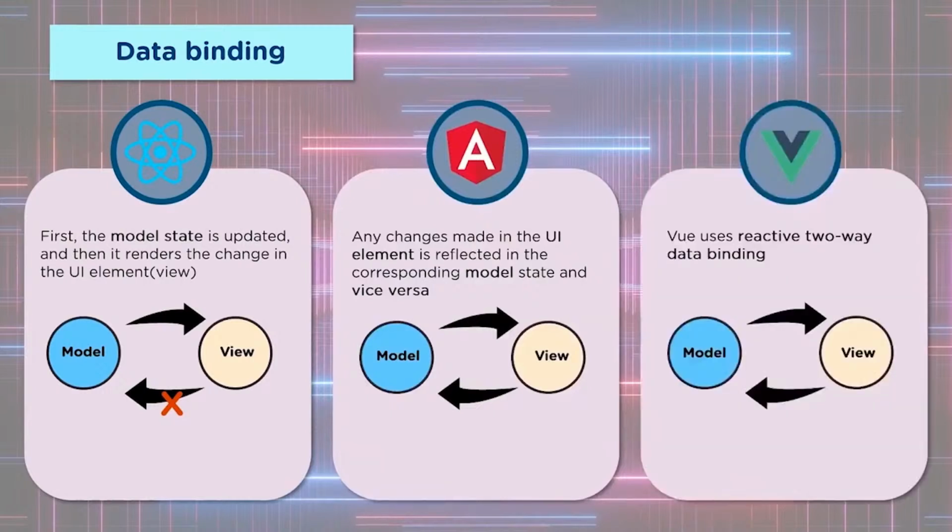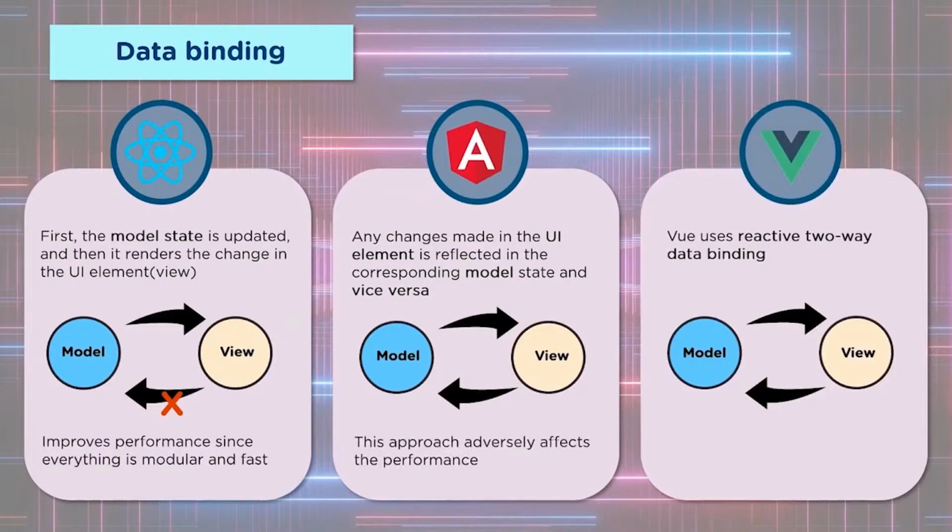Now this hugely influences the performance. Due to one-way data binding, React is modular and fast, improving the performance. Angular's two-way data binding adversely affects the performance. And Vue, on the other hand, performs according to the input type.